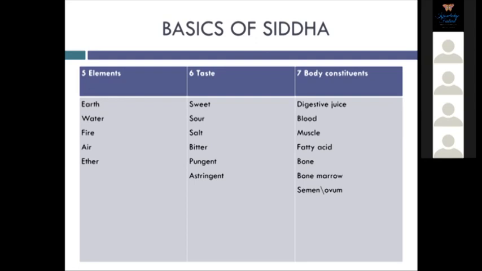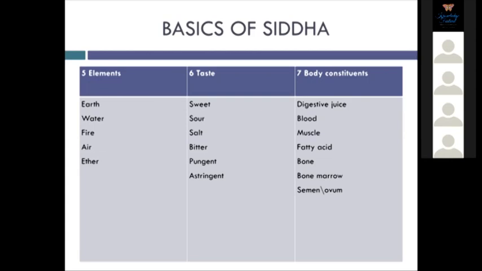So like this, there are combinations of each 2 of the 5 elements which are combined to each state. So this is how the 5 elements are combined to the 6 states. They are interlinked. Now, the 6 states are interlinked to the 7 body constituents. These constituents are maintained to produce a healthy offspring, which we're going to talk about later.